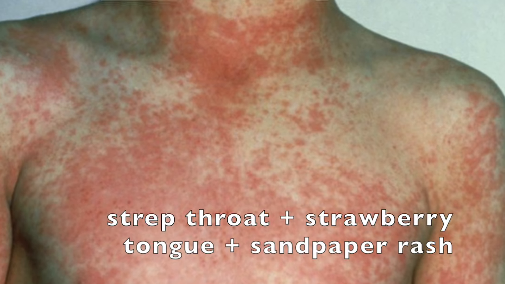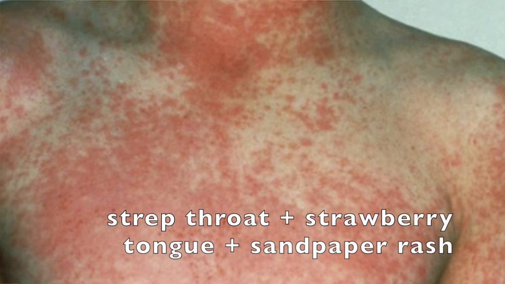So next is scarlet fever. Scarlet fever, just think of the combination of strep throat plus a sandpaper rash. That's all you need to know. And then the rash usually starts on the trunk and spreads to the limbs.